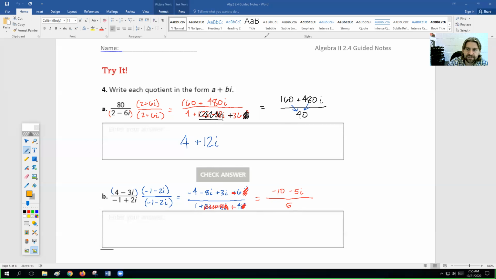So the last thing we need to do here is see, can we simplify both expressions? Can we divide them both by 5? We sure can. We get -10 divided by 5 is -2. And then -5i divided by 5 is just a -i. So there's that answer. It's kind of crazy how you have these complex problems here and how they simplify to something pretty nice.